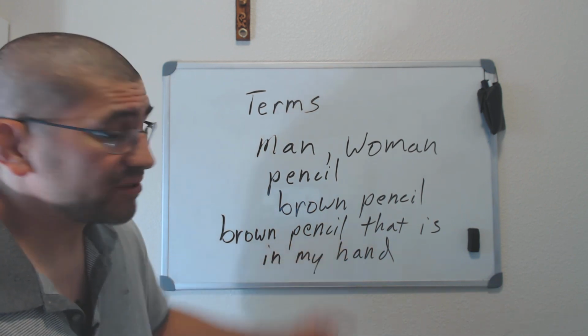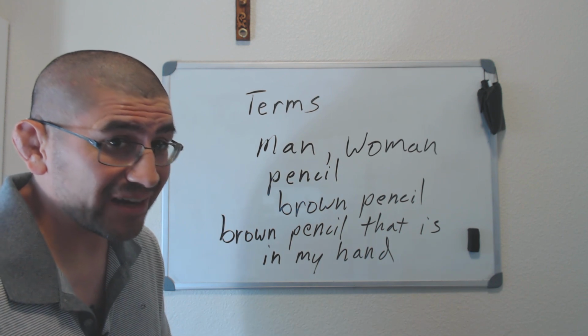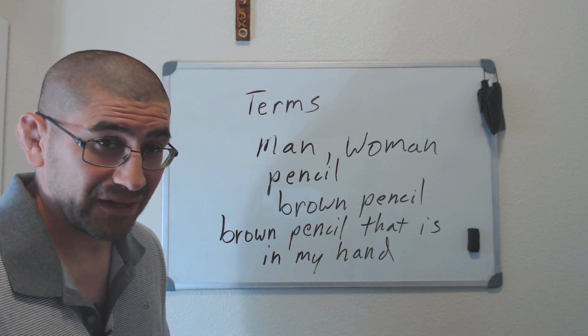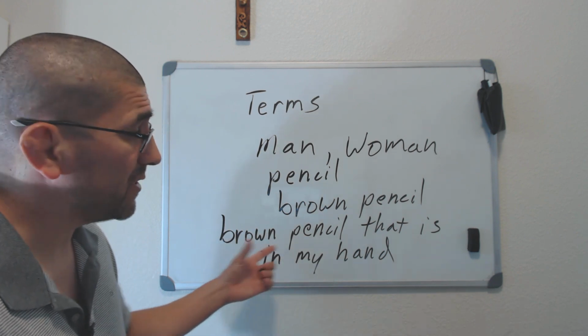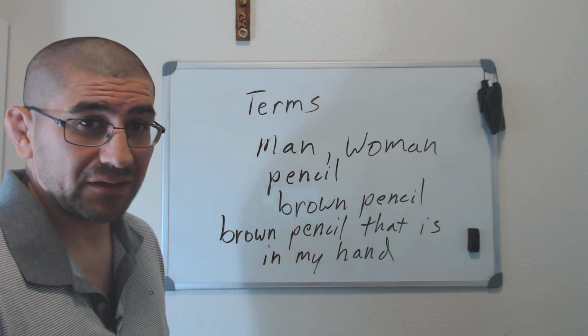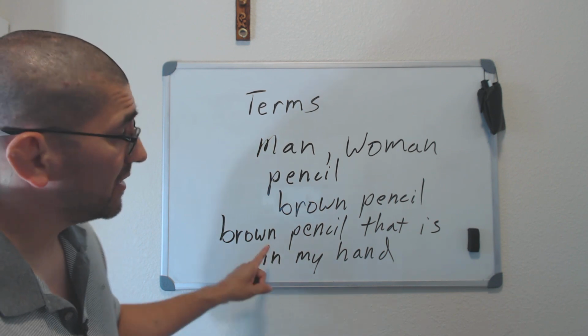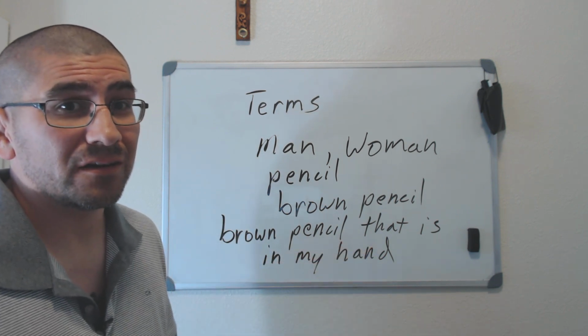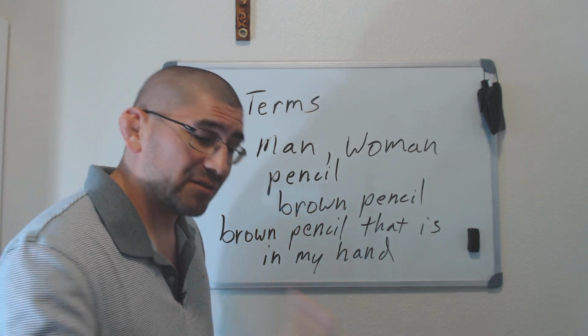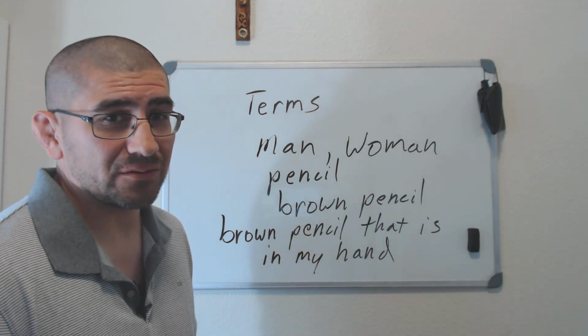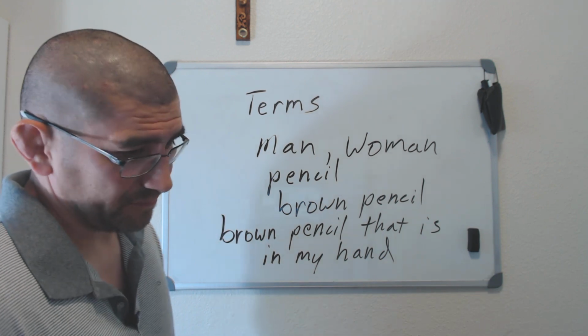Notice, brown pencil that is in my hand, that is not a complete sentence. If it was in a proposition, it would be considered a term. My only point here is that a term can be longer than just one word. And we'll see that, and you'll understand that more as you see these terms in propositions.